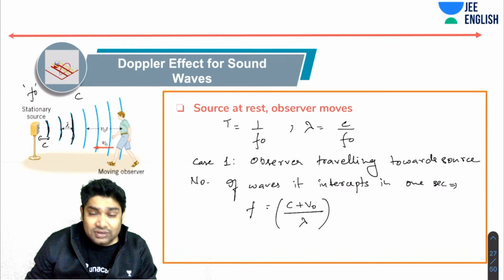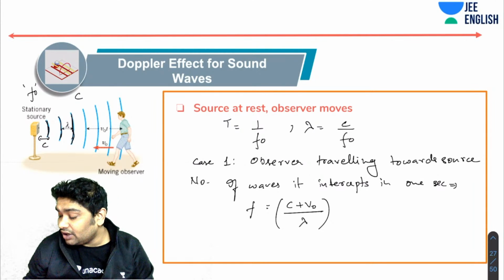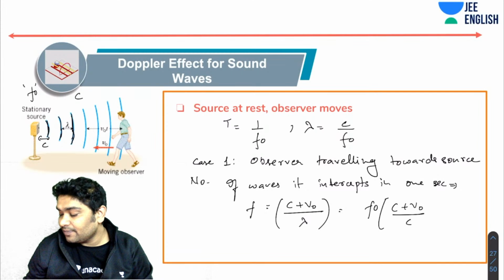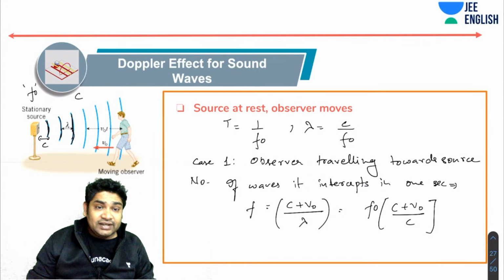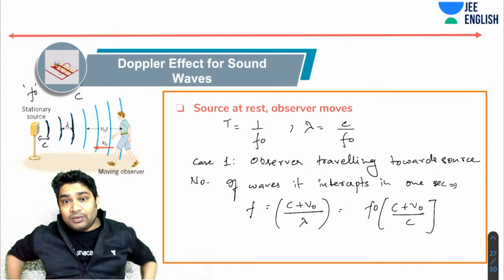Okay, so that is the entire logic. You find the lambda, which is the distance between two waves. Then you find how many waves this observer can intercept, or I can say in the reference frame of the observer, the velocity of the wave is c plus v observer. So I know the wave velocity, I know the lambda, frequency is wave velocity over lambda. So this becomes equal to f naught times c plus v observer over c. So the frequency that the observer will hear will be higher than the frequency emitted by the source. And that is Doppler's effect.